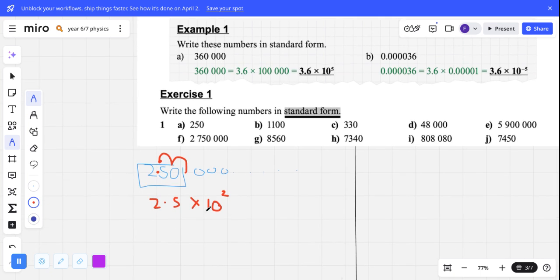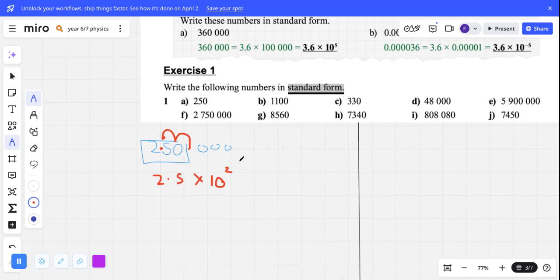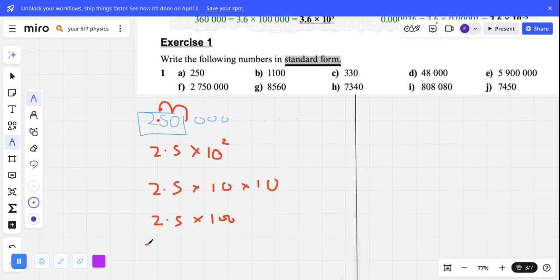So to understand this slightly deeper, if I actually do this, 2.5 times 10 squared means 2.5 times 10 times 10. 10 times 10 is 100. This would mean 2.5 times 100. And this would actually mean 250. All right. So this is standard form.